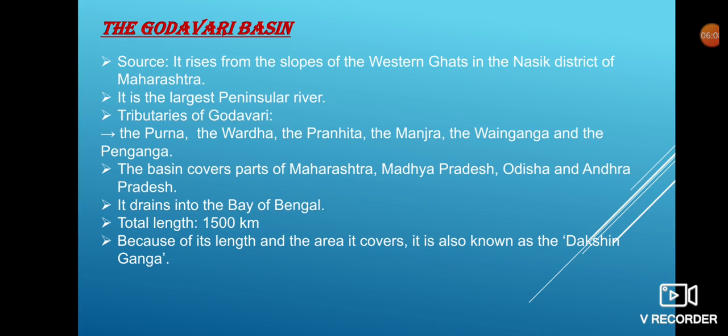The basin covers parts of Maharashtra. About 50% of the basin area lies in Maharashtra. Besides that, it covers the areas of Madhya Pradesh, Odisha, and Andhra Pradesh. The Godavari is joined by a number of tributaries such as the Purna, the Vardha, the Pranhita, the Manjara, the Vainganga, and the Penganga. The last three tributaries are very large, that is the Manjara, the Vainganga, and the Penganga.